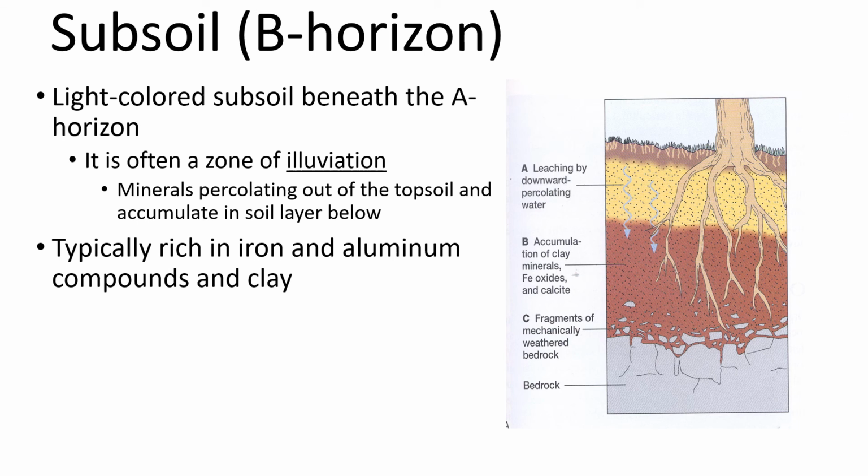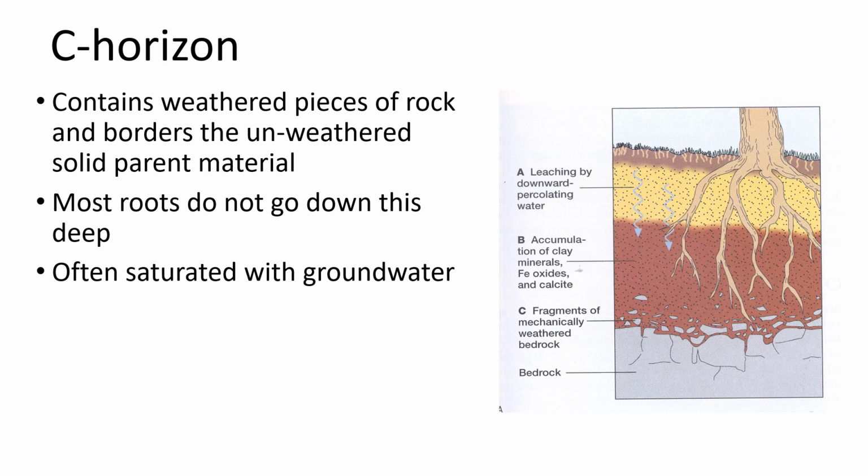Here you have your B layer. It is underneath the A layer, and this is where the minerals from that A layer go down into, and it's usually really rich in iron and clay, and the clay, remember, hangs onto those nutrients. We have our C horizon, and so you have these weathered pieces of rock and unweathered parent material. Most roots don't go down this deep, and usually this is where it's saturated with groundwater. So when your pore spaces are completely full of water, this is what we call groundwater.